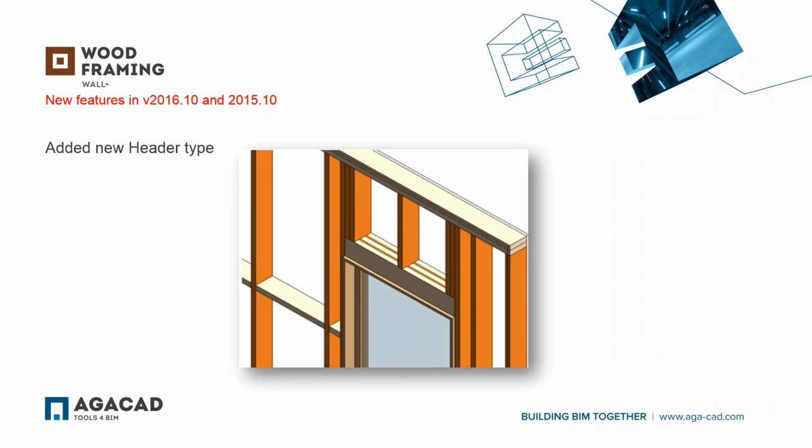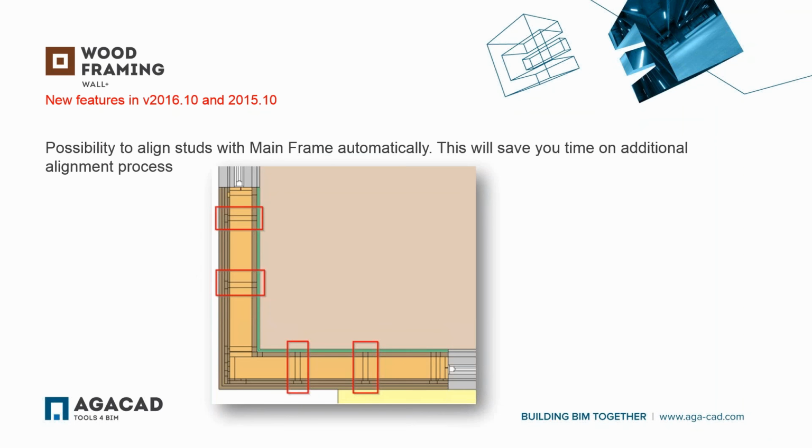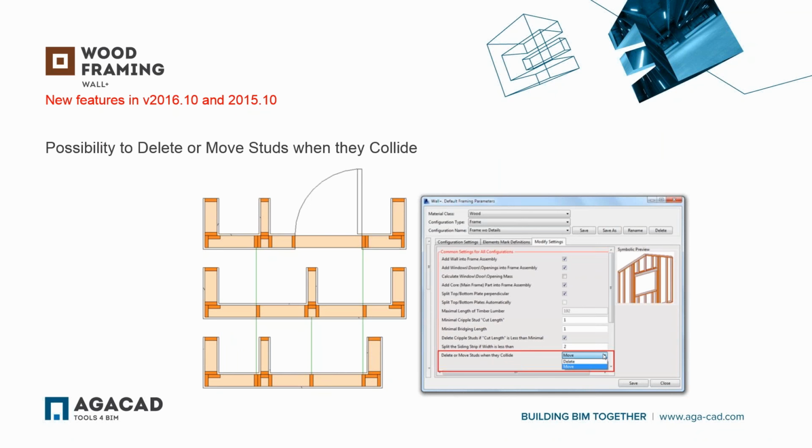and also control short vertical secondary elements in the corners. Then we added a new header type because again this was a request from our customers that they needed such a header type with gaps, so we added such a new header. Then we added new connection types because again it was a request from our customers. Then we added the possibility to automatically align frames with the main frame. So if you're adding secondary frames or the nailers, the tool automatically aligns them with the main frame.